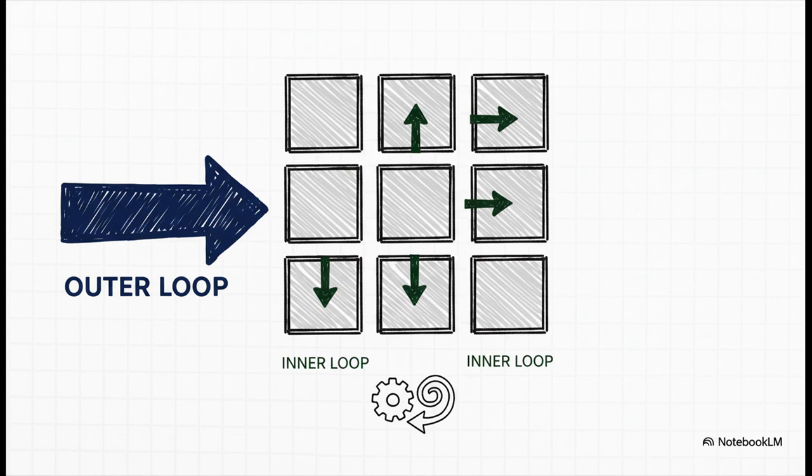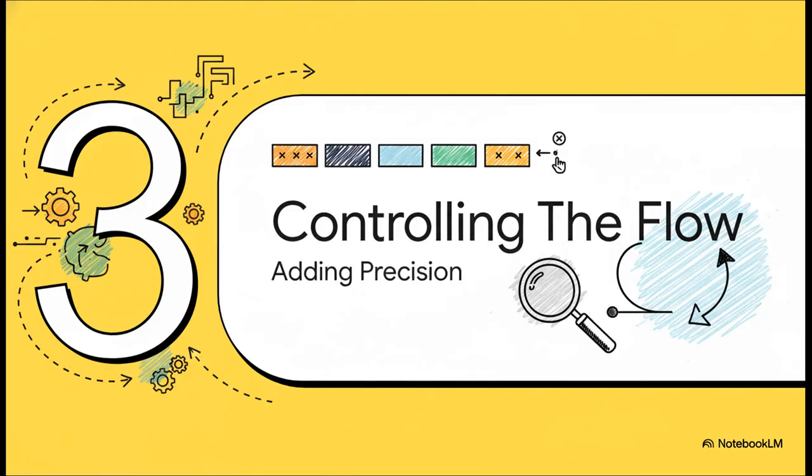The outer loop takes care of the rows, and then for each of those rows, the inner loop runs completely, taking care of every single column. This is the absolute key to working with any kind of 2D data. All right, we've got the basics down.